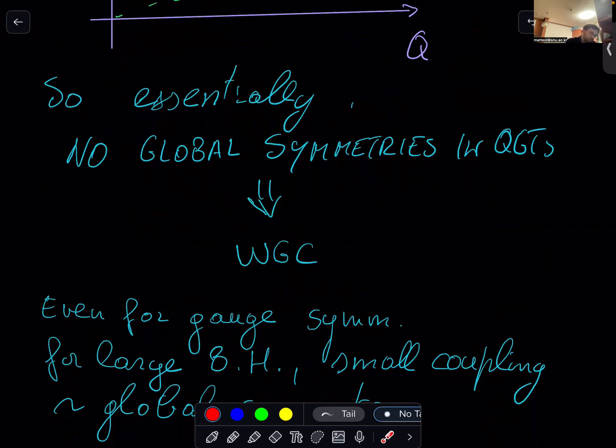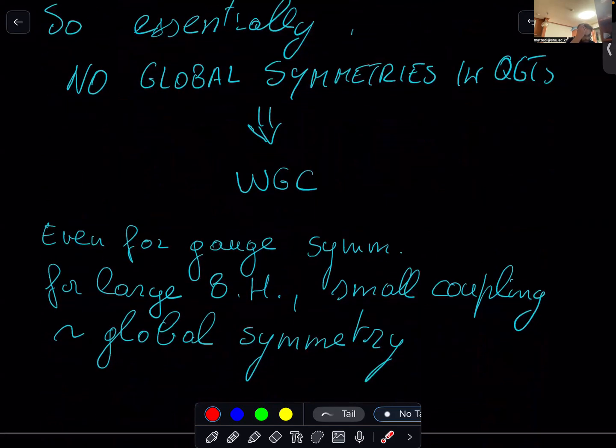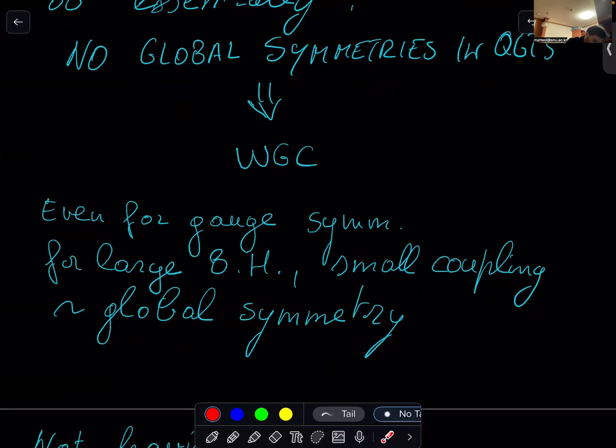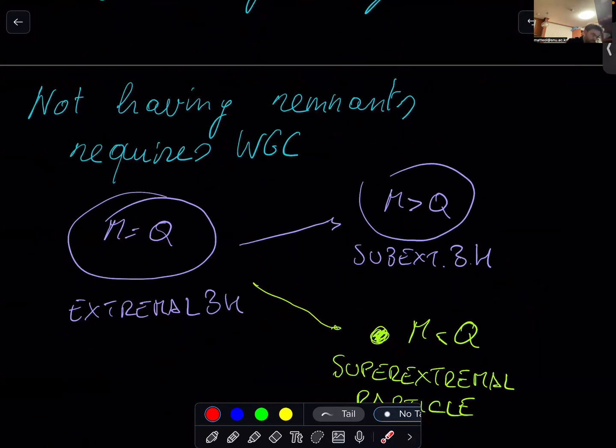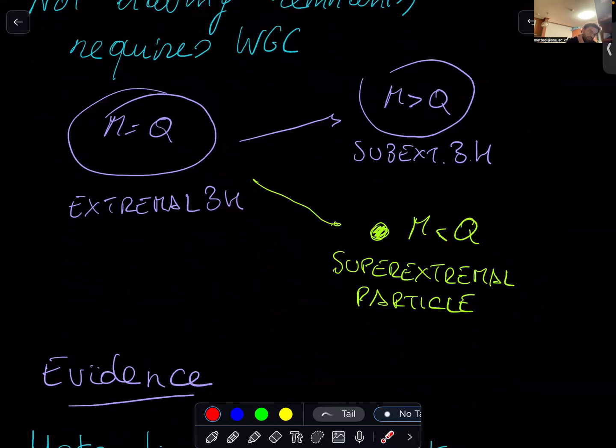This is the basic motivation, and then you say, okay, but really this is electric charges. But even for a gauge group, in the small coupling limit, and for large black holes, this is also where the assumption of large black holes enters, this behaves like a global symmetry. So you will still have these remnants, and so you'd still have a problem from violating this condition on a quantum gravity. That's the basic motivation. This is a picture from the original 2006 paper.